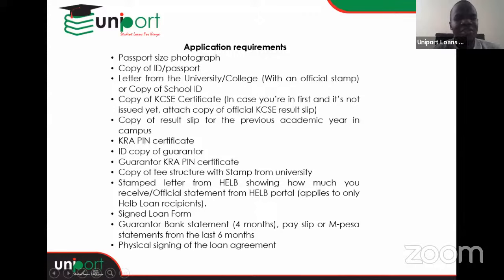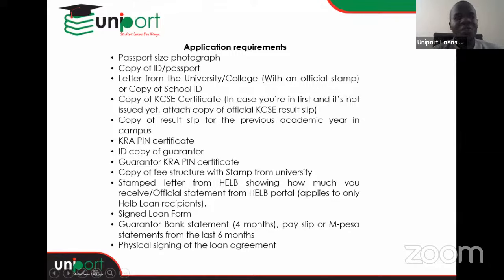One of the documents we'll ask you to provide is your passport size photo. Then you're going to provide a copy of your ID or passport. I'll quickly mention something about that. We have students who are not yet 18 years old, but they wish to apply for the loan. Please note that the loan is only available to applicants 18 years old and above, because there is an aspect of signing a loan agreement and it's a legal document. So a legal person needs to sign it, so an ID will be ideal.